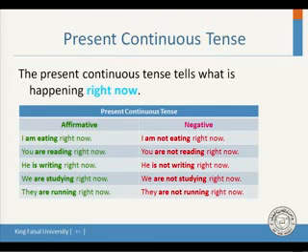Look at the sentences. I am eating now. Am eating. Not eating, I am eating. You are reading right now. At this moment, you are reading. So, what is happening now? He is writing right now. We are studying right now. They are running right now. You see, ing, running, studying, writing. But we need is, are, am before the verb.